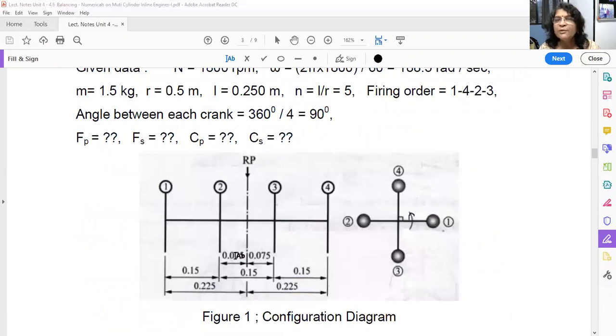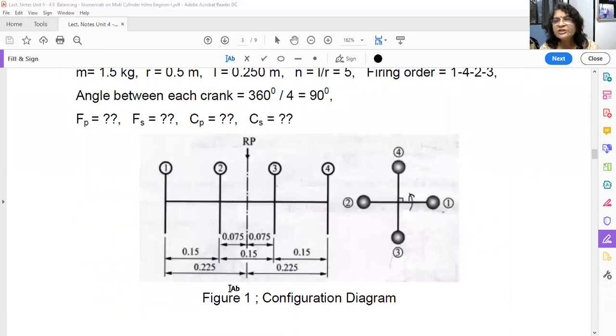Now let us see. This is a configuration diagram. So this is front view and this is side view. Here actually there is no necessity to draw the side view, because otherwise you have to draw two views: one for the primary crank diagram, second for the secondary crank diagram. But we have shown it just for the primary crank diagram because that is our main crank diagram.